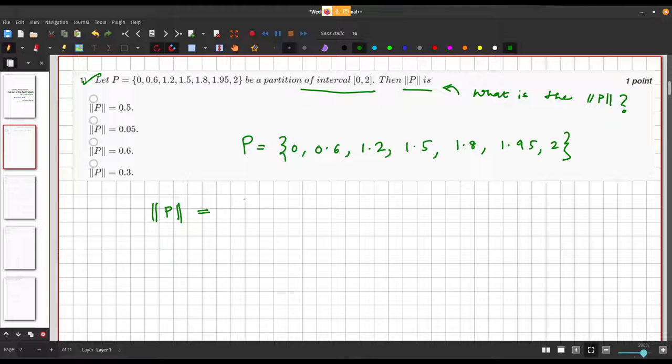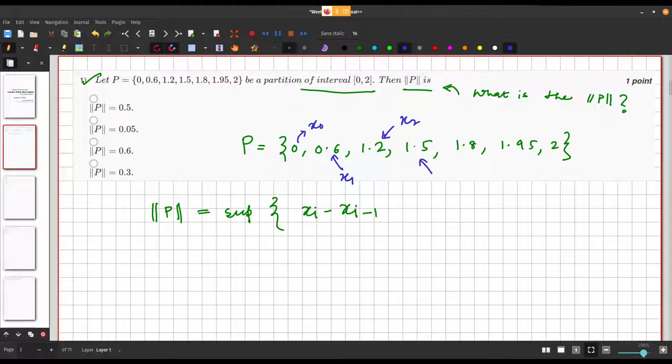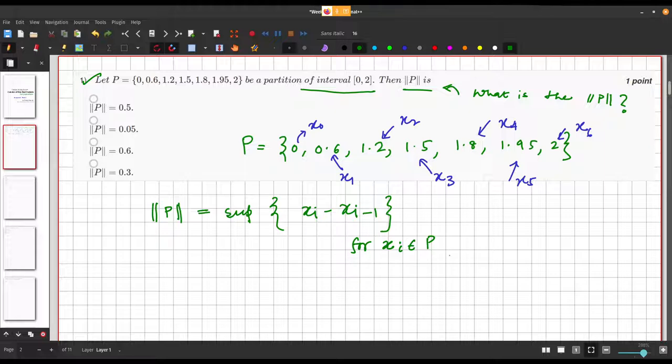That is, the supremum of xi minus xi minus 1. So we can denote these elements here as x0, this as x1, this as x2, this as x3, this as x4, and similarly x5 and x6. Okay, so for xi belonging to P, I goes from 1 to 6. So let us calculate all the elements.